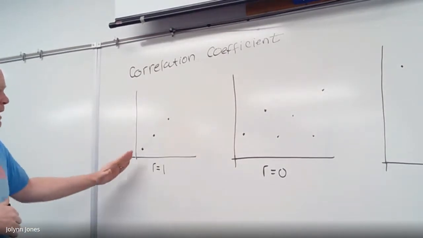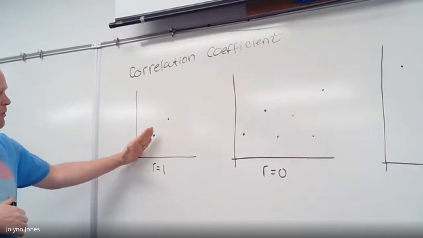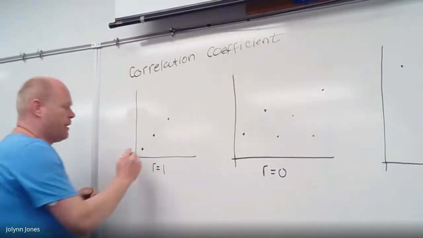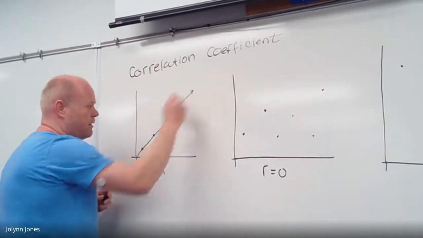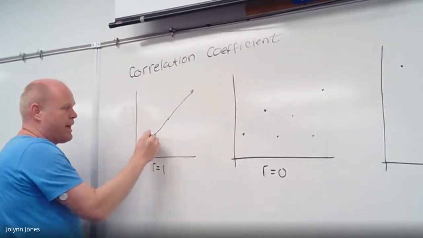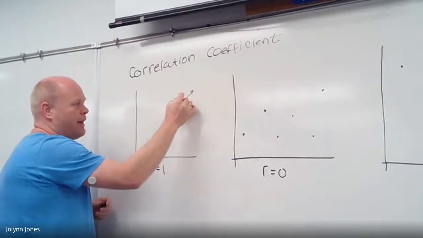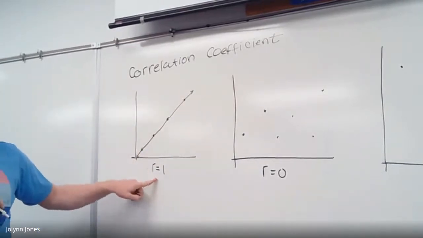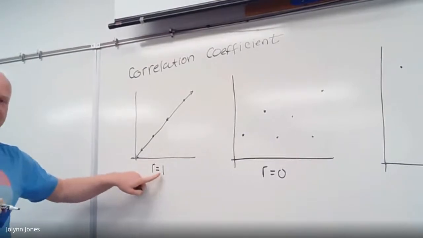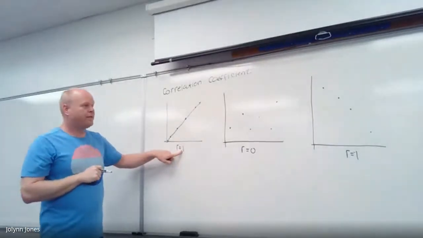So if my points were to line up perfectly in a straight line, then my scatter plot and my best fit line would look like this. My data points are tightly packed. They're exactly on the line, actually. So this has a correlation coefficient of 1. That is the strongest positive linear correlation we can have.